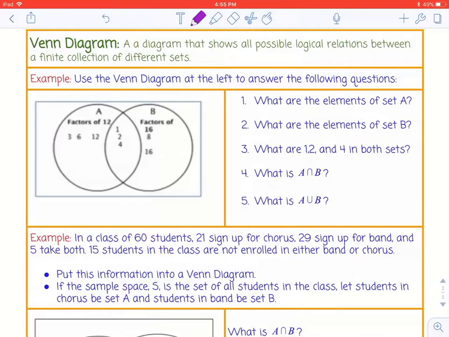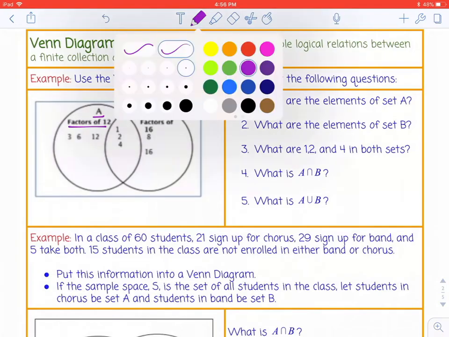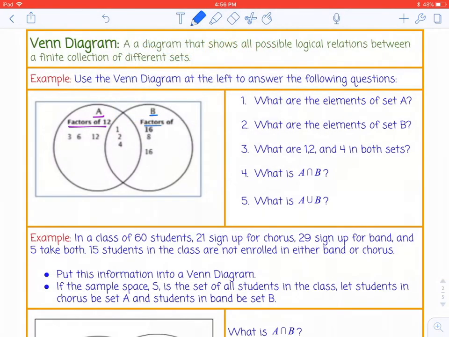In this video, we're going to take a look at a Venn diagram. A Venn diagram is a diagram that shows all possible logical relations between a finite collection of different sets. We're going to use the Venn diagram at the left to answer our following questions. Set A is factors of 12 and set B are factors of 16.